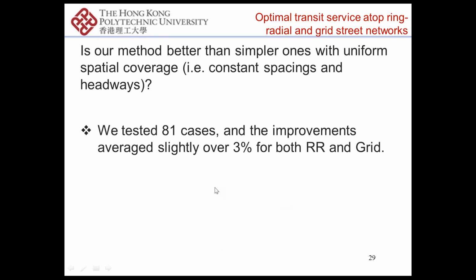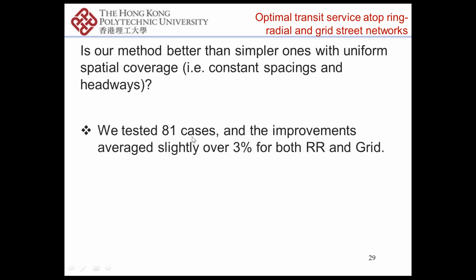Now we just explore two more questions before we finish this presentation. First one is whether our method is better than simpler ones. So we define simpler ones as those with uniform spatial coverage. That means the line spacings and headways will be assumed to be constant. And these simpler models will be easier to solve because there will be no continuous functions to optimize. There will be only a number of decision variables.